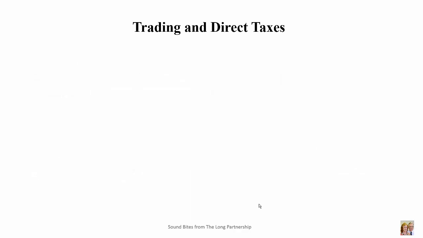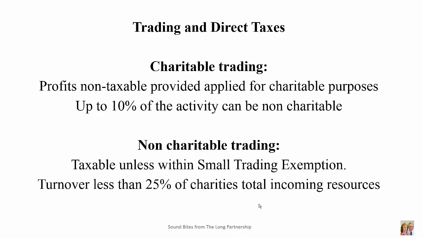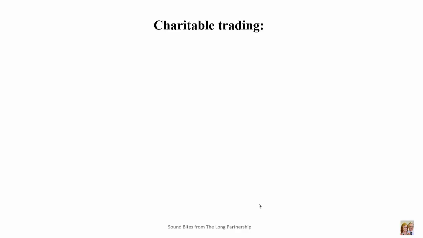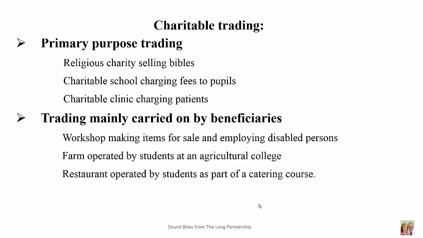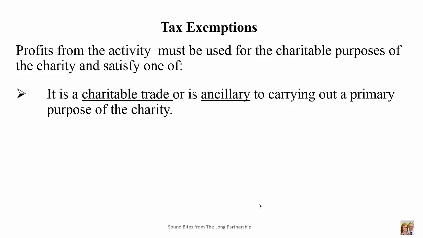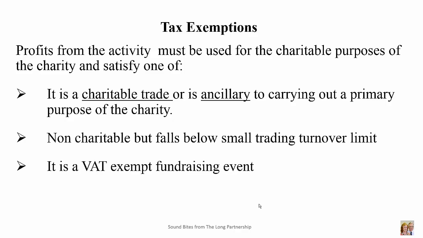For income and corporation tax, you have to differentiate between charitable and non-charitable trading. This is important because charitable trading will usually be exempt from tax, but non-charitable will only be exempt if it's on a small scale. Now, tax-exempt charitable trading can either be primary purpose or trading mainly carried on by the beneficiaries, and you will see on your screen some examples of each type of charitable trading. So to benefit from tax exemption, the trade has got to be charitable or is ancillary to carrying on its primary charitable purpose. It can be non-charitable but very small scale, or it can be a VAT-exempt fundraising event.